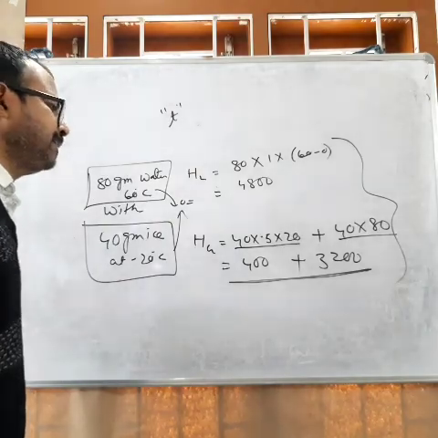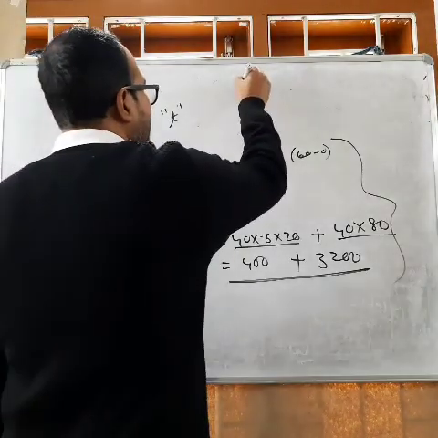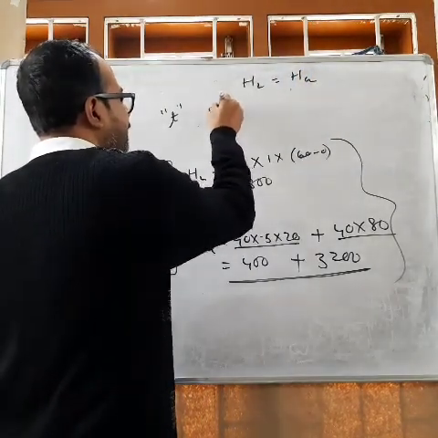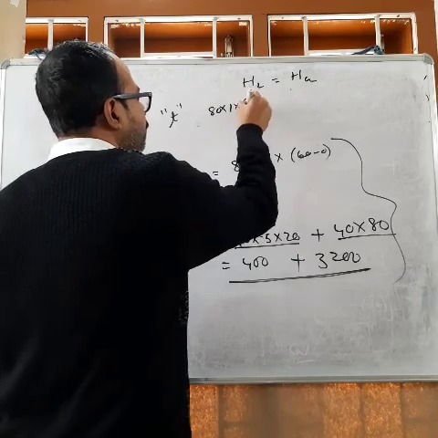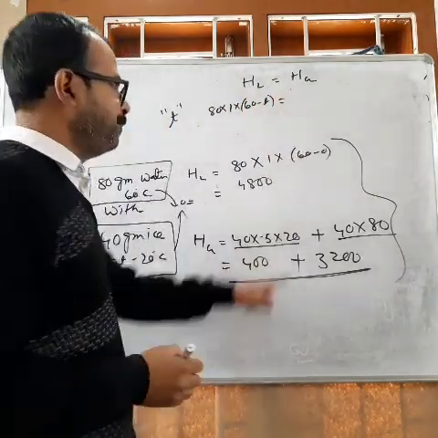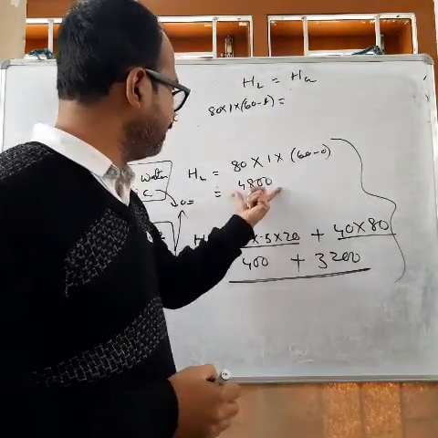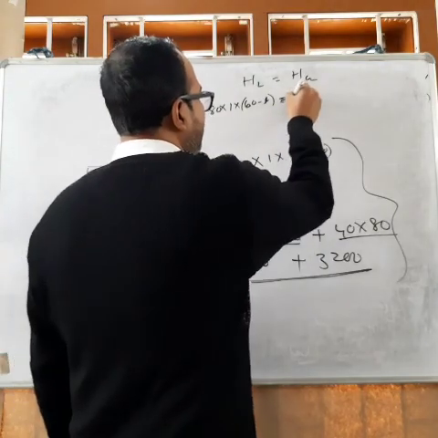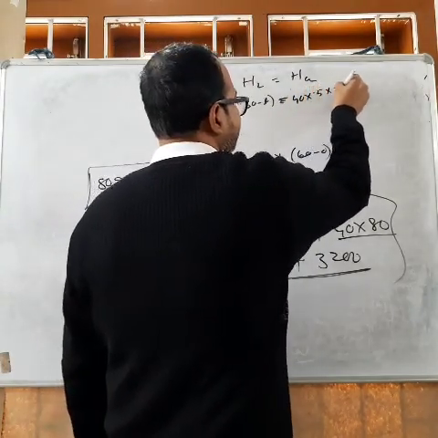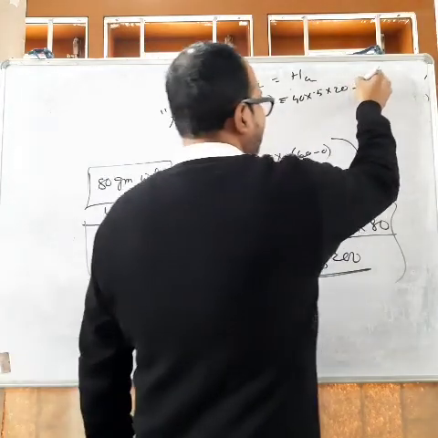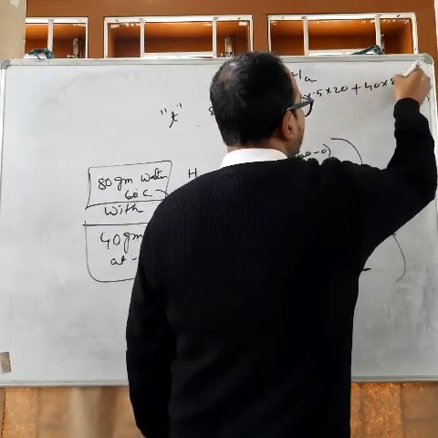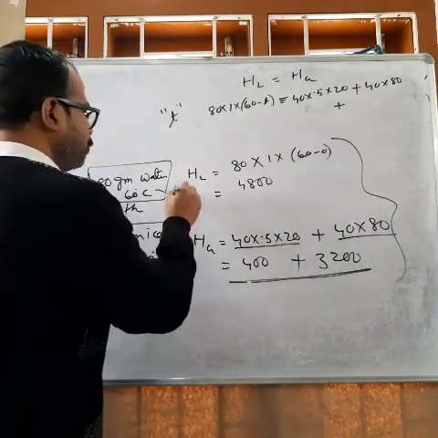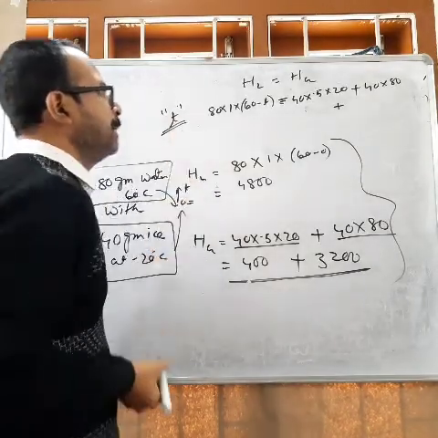So I am writing heat loss equal to heat gain. This is only the second part. Heat loss is 80 into 1 into cooling from 60 to some T degree, because if it is cooling to 0 degree, heat loss is greater than the heat required. Heat gain, first of all, it will be heated to 0 degree C, plus it is to be melted. After melting, the temperature of this ice piece should be heated to T degree, because we say resultant temperature is T.